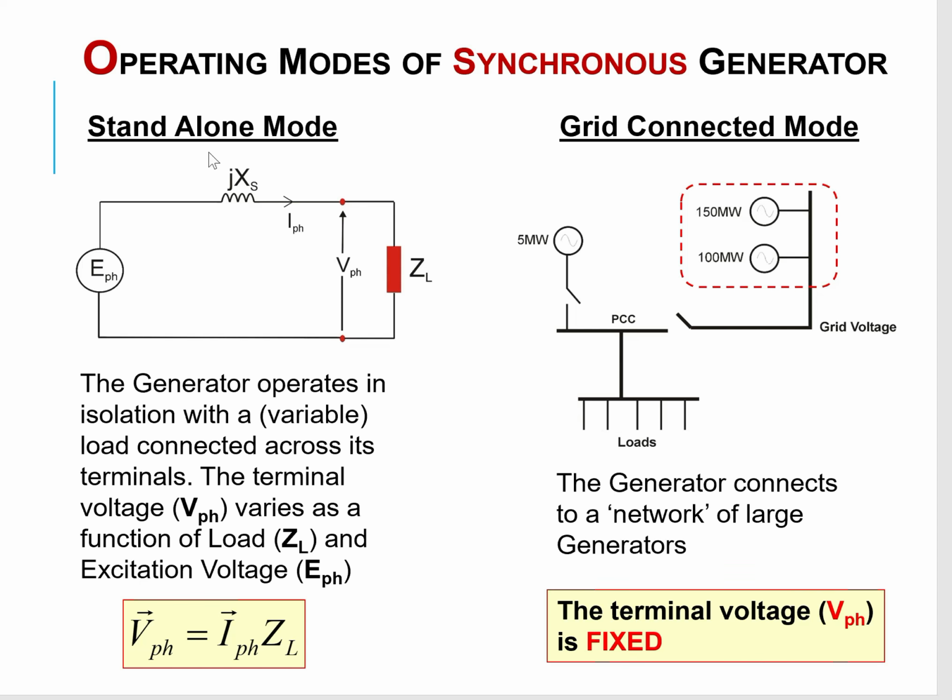So over here we can see that in the case when the generator works in the standalone mode, the generator operates in isolation with a variable connected load across its terminals, and the terminal voltage, called the voltage per phase, varies as a function of the load and the excitation voltage. So as these two change, this will cause the voltage per phase to change. In a grid-connected mode, on the other hand, the generator connects to a network of large generators, and in this case, the phase voltage is kept fixed.